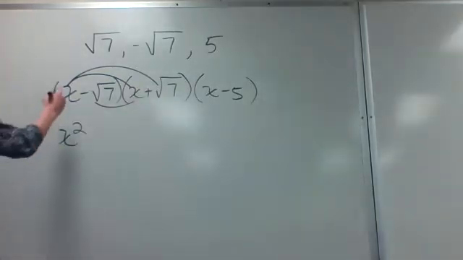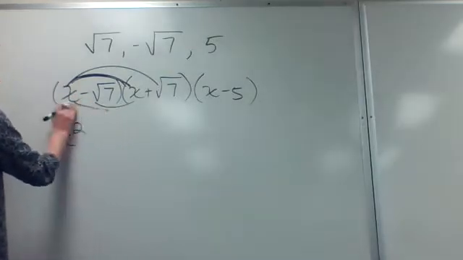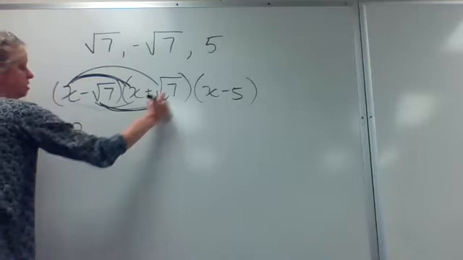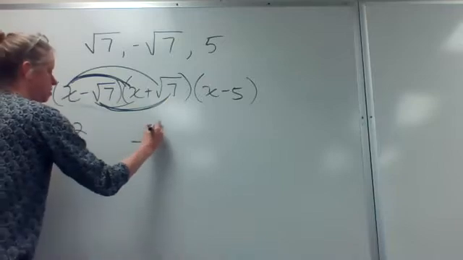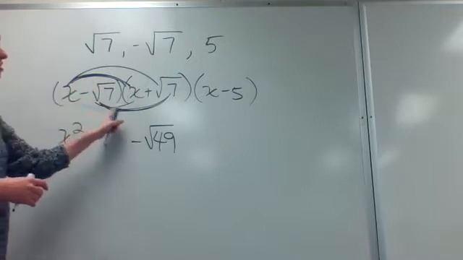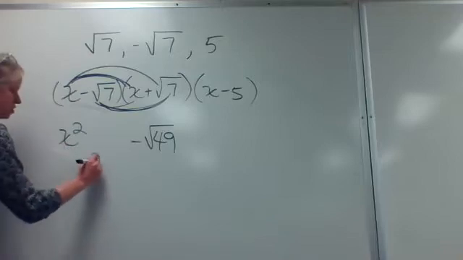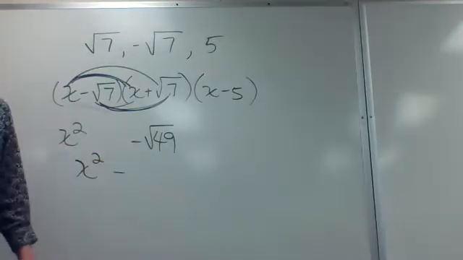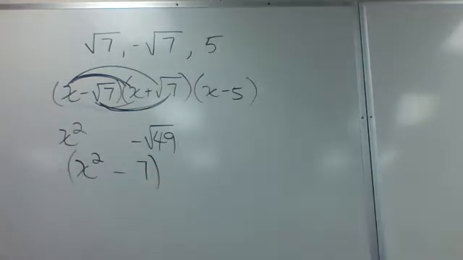So I can essentially do my first and then do what? Jump straight to my last. So what's that going to give me? Negative square root of 49. So again, if you have conjugate pairs, you can do your first and then just jump straight to your last. So let's see, what does this give me? x squared minus, what is the square root of 49? Plain old 7. So you're just left with x squared minus 7.